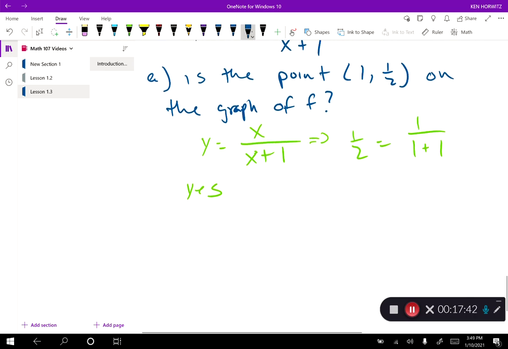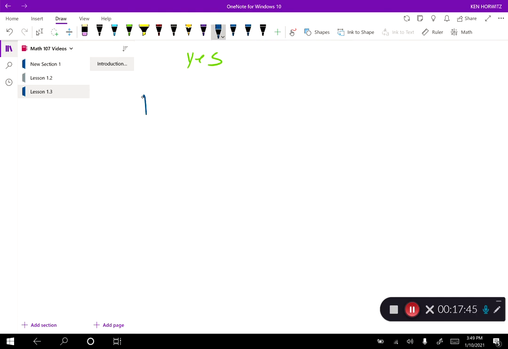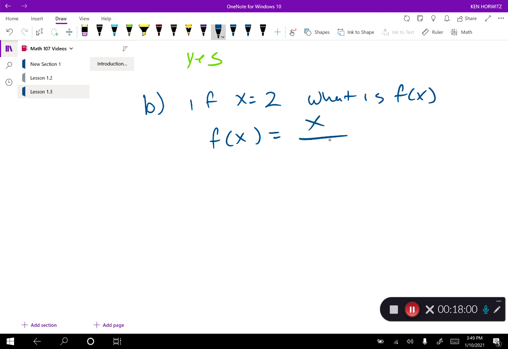All right, so question B says, if x is 2, what is f of x? I'm going to rewrite my function so I don't have to keep scrolling up and down. Basically, what I really need to do is just replace, anytime I see an x, with a 2. So I have 2 over 2 plus 1. And my answer is 2/3.